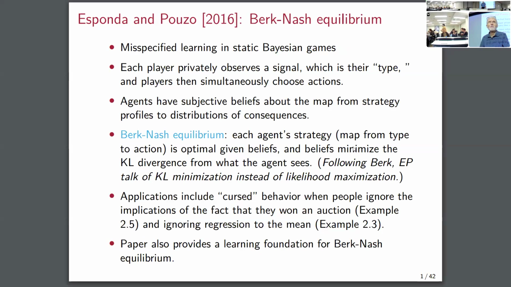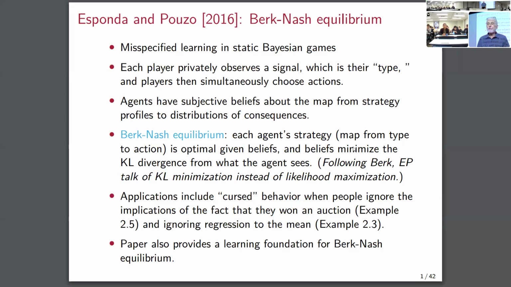Okay. So, let's start off talking about Berk-Nash equilibrium. This is a paper by Esponda and Pouzo, 2016, that responded to a lot of work on misspecification, and their paper gets the credit. Their paper got a lot of people interested in misspecified learning and led to many assessments, but the paper is very important for that reason.